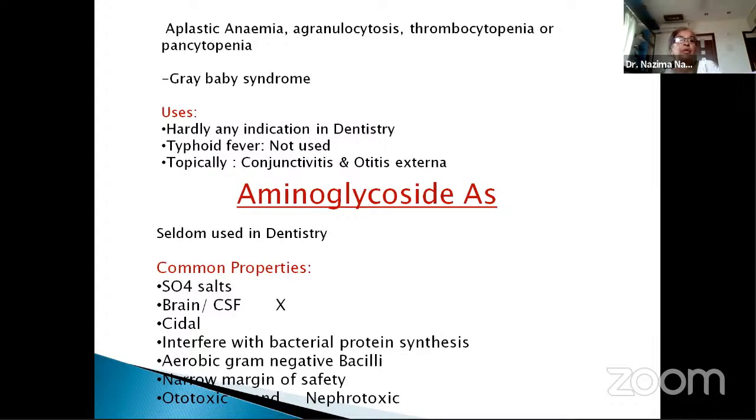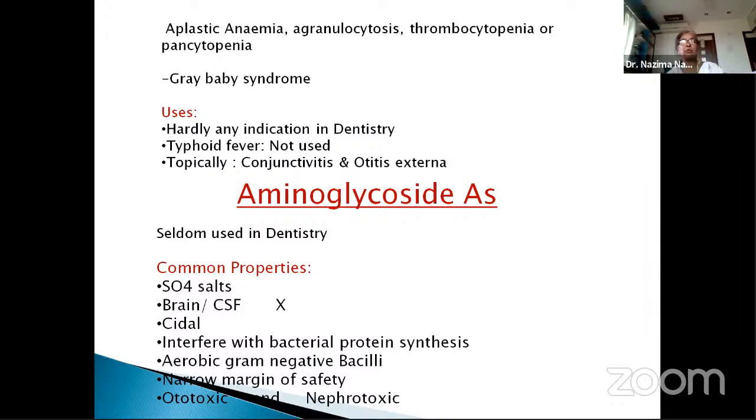Uses of chloramphenicol: this drug is hardly used in dentistry nowadays. Of course, earlier it was used in typhoid fever, but nowadays better drugs are available with lesser side effects, so it is not preferred in typhoid fever. Topically, this drug is used in ocular conditions like conjunctivitis and also in conditions like otitis externa. So these are the uses of chloramphenicol.